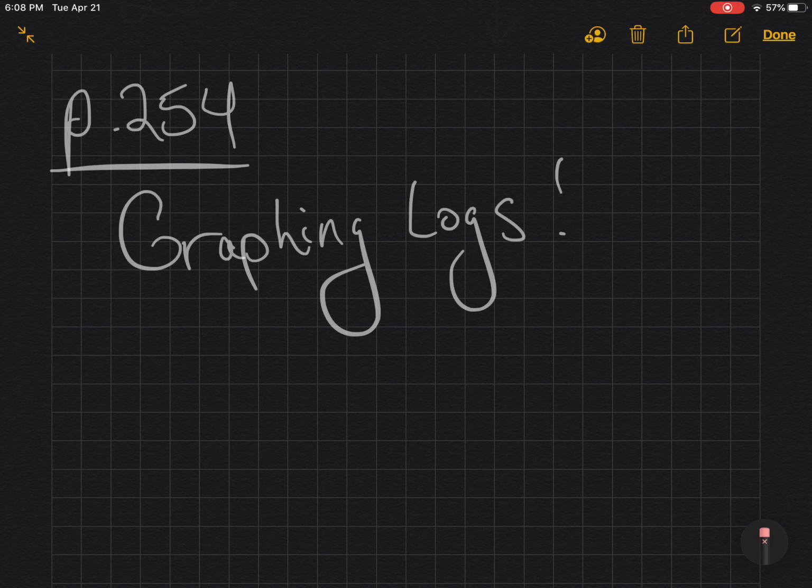Hello everyone. Today we're going to finish section 4.4 on page 254 in your online textbook. We're going to be graphing logs today, so you will definitely need graph paper for this lesson if you want to be more neat about it. I'm going to start with an example.